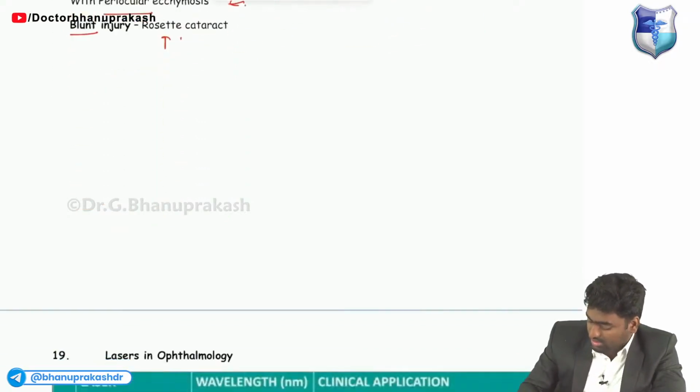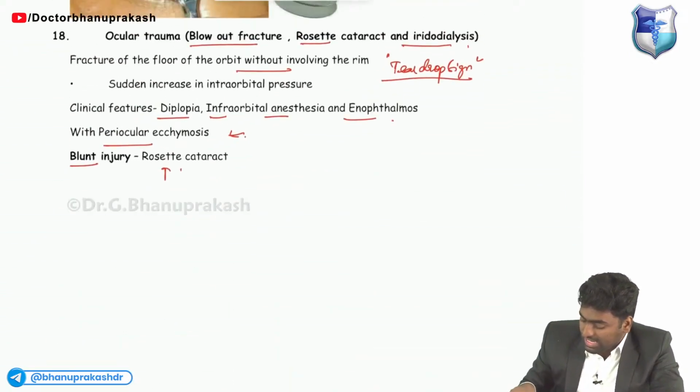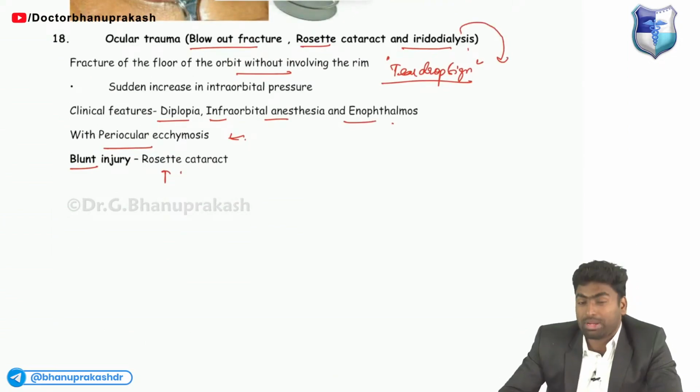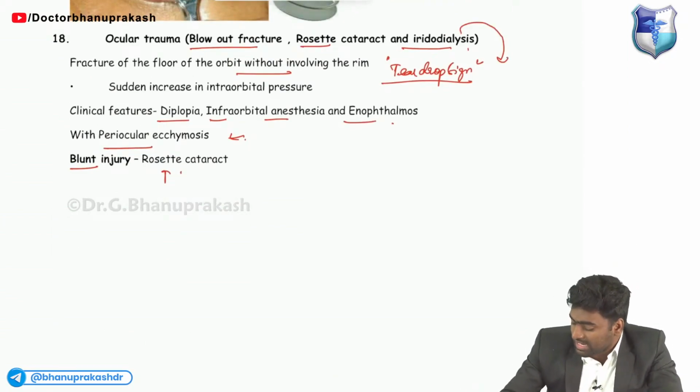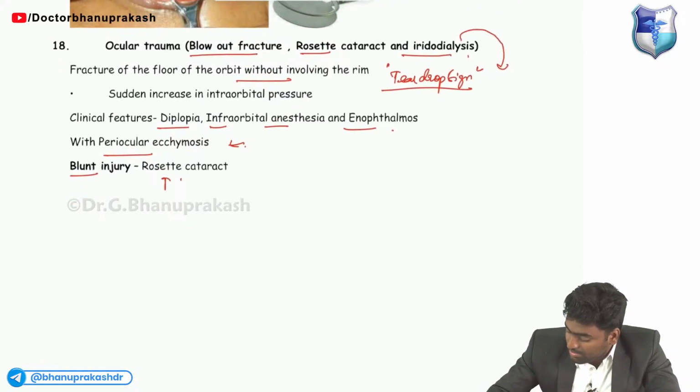Then we'll see iridodialysis, which is nothing but a break of the iris, and it will cause a D-shaped pupil.